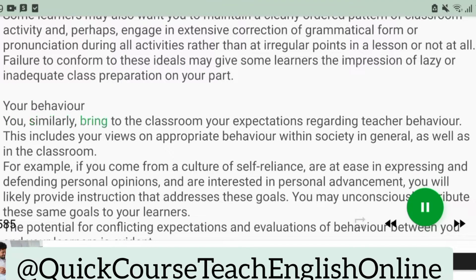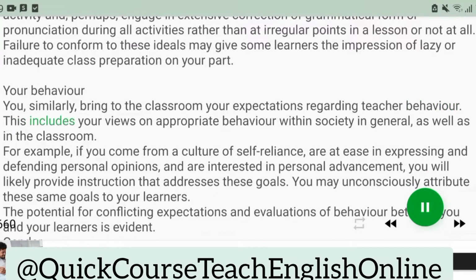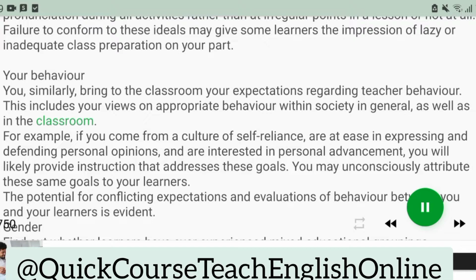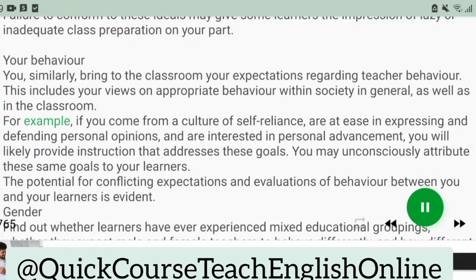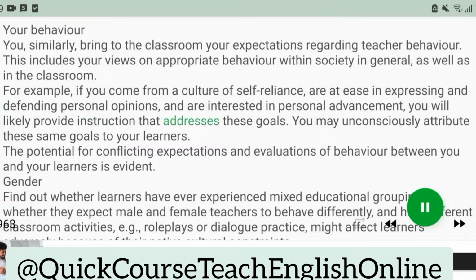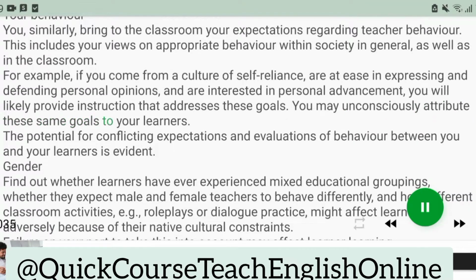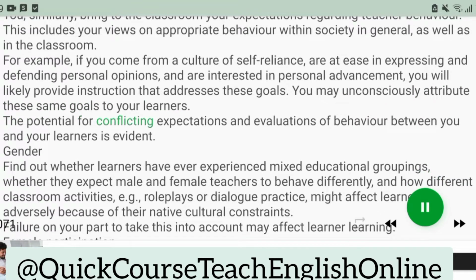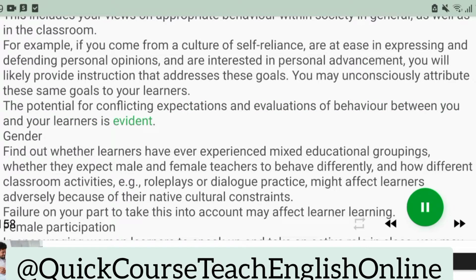You, similarly, bring to the classroom your expectations regarding teacher behavior. This includes your views on appropriate behavior within society in general, as well as in the classroom. For example, if you come from a culture of self-reliance, are at ease in expressing and defending personal opinions, and are interested in personal advancement, you will likely provide instruction that addresses these goals. You may unconsciously attribute these same goals to your learners. The potential for conflicting expectations and evaluations of behavior between you and your learners is evident.